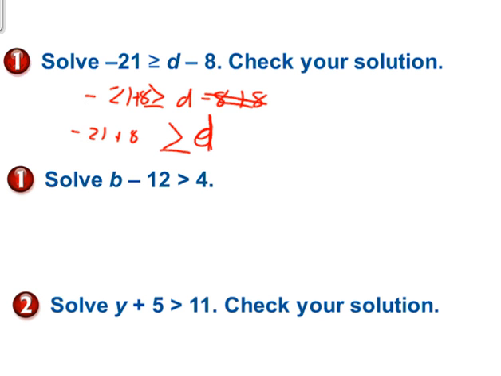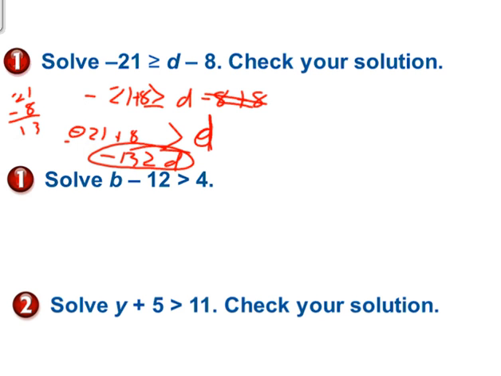My rule says that if I have mixed signs like I do right here, I take the larger one, 21, minus the 8, and I would get 13. I'd use the sign of the bigger one, so negative 13 is greater than or equal to D.